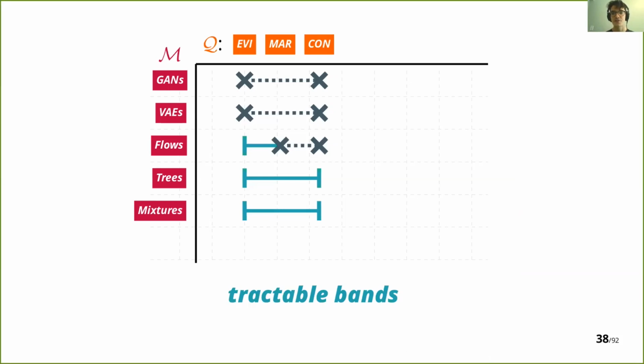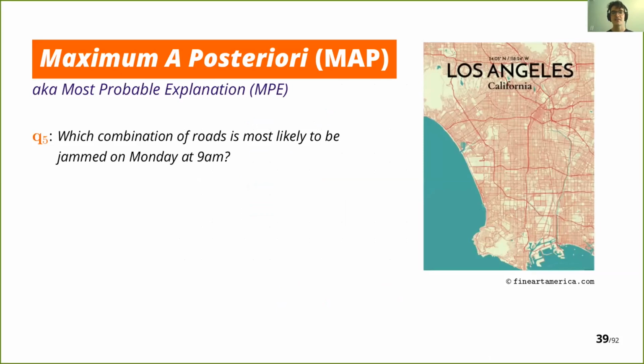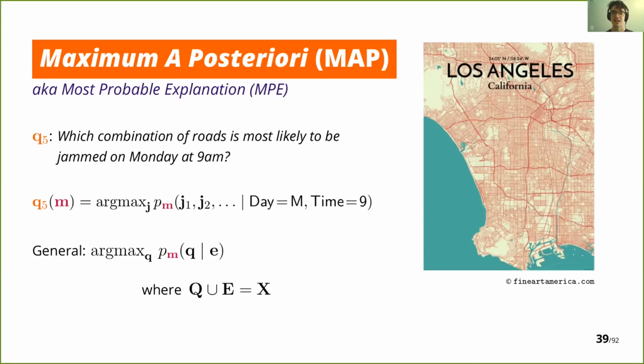So let's move to the next class of queries, maximum a posteriori, or MAP, queries. In this case, we want to maximize some probability, and we want to retrieve some state for some variables that maximizes it. For instance, you might ask, which combination of roads is most likely to be jammed on Monday at 9 a.m.? So we want to retrieve the giant configuration for all our indicator variables for the traffic jam for all our streets, given that we set that the day is Monday and the time is 9 a.m. In general, we have some partial evidence, and we want to compute the most probable assignment for the remaining set of variables, Q. So this is the definition for our class of queries, MAP.